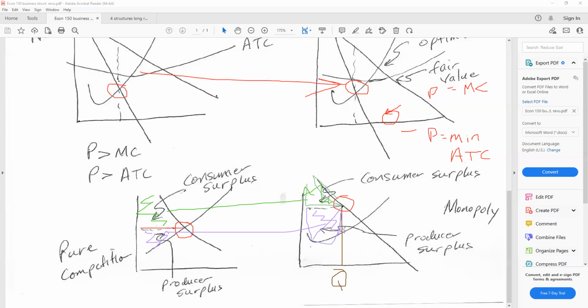Not necessarily a triangle, but now look, we have another space here. And this space is referred to as deadweight loss. When we don't have competition, consumers are going to have less surplus, producers are going to have more surplus, and society is going to lose out in terms of deadweight loss.